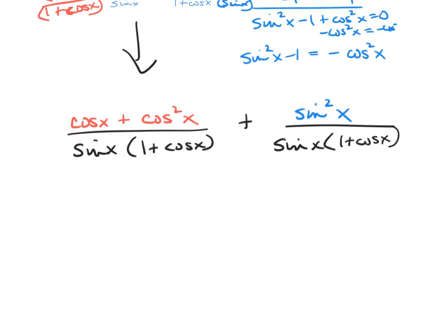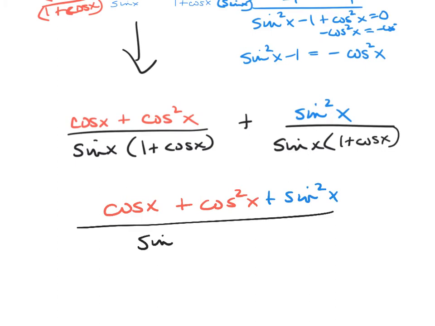So now I have cosine x plus cosine squared x plus sine squared x, and it's all over sine x times 1 plus cosine x. Now, sometimes I need to distribute the denominator, but right now what I'm going to do is look to see if, once I simplify my numerator and combine my like terms, and maybe even do a substitution, there's something that'll cancel with that denominator.